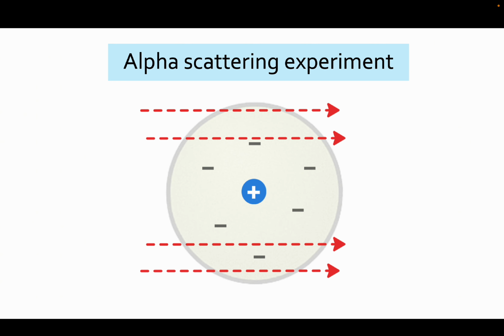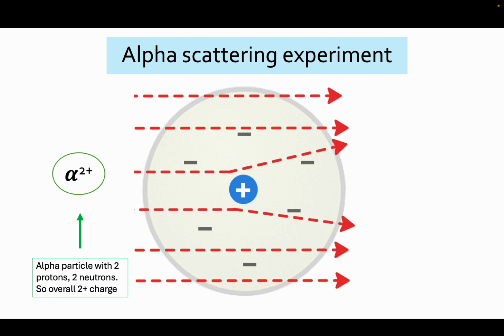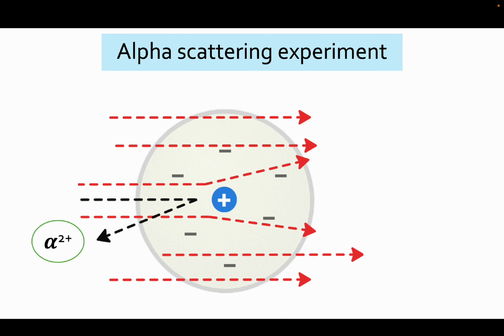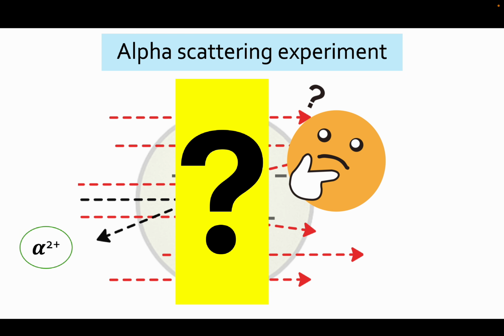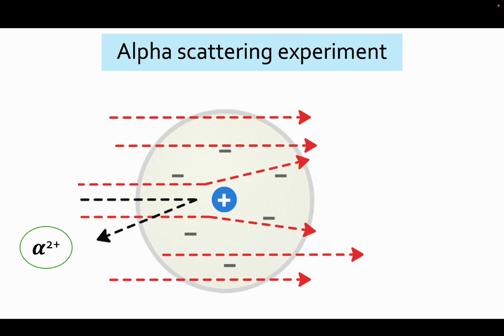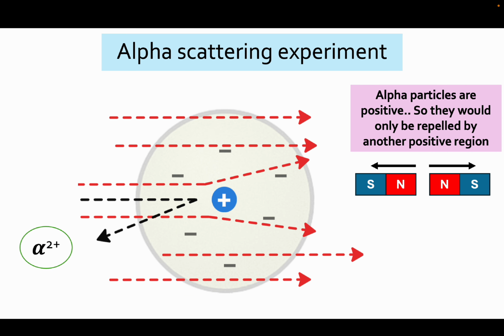The majority of them actually did. However, a few of them were deflected, and a small number were deflected backwards. And that got him thinking, why? Since the alpha particles are positive, they would only be repelled from another positive region, like two north-facing magnets. This led to the discovery of the nucleus.